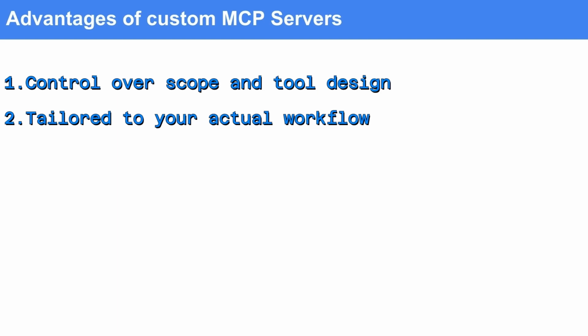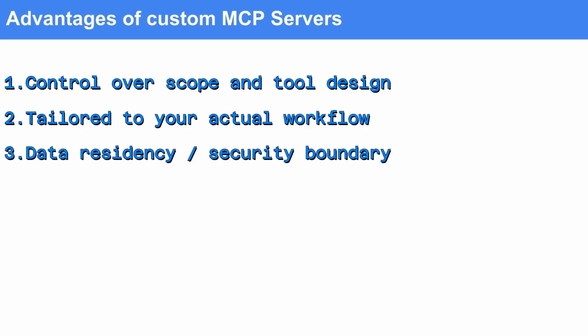2. Tailored to your actual workflow. A custom server can bake in your conventions, like defaulting owner to your username, so every call doesn't need that parameter repeated. Vendor servers are generic by necessity. Yours can encode institutional knowledge. 3. Data residency/security boundary. You control where credentials live, what gets logged, and what network egress looks like. For sensitive repos or compliance requirements, that's often the deciding factor over convenience.